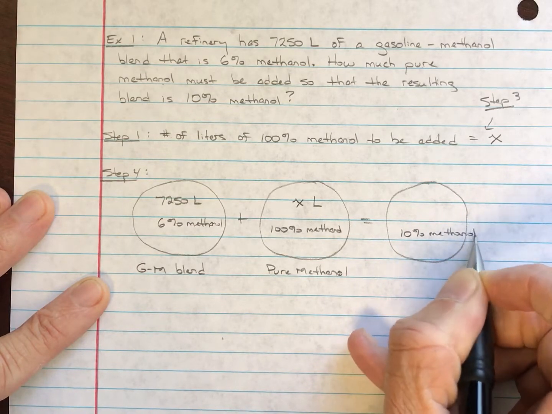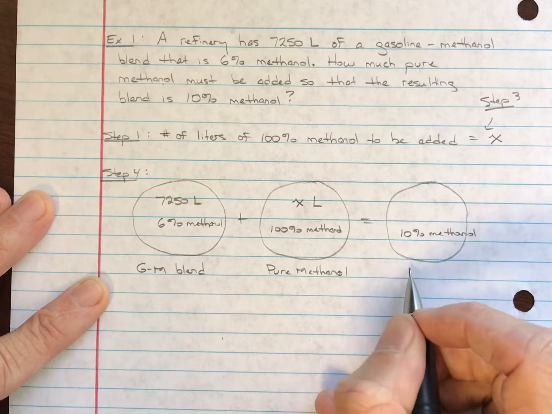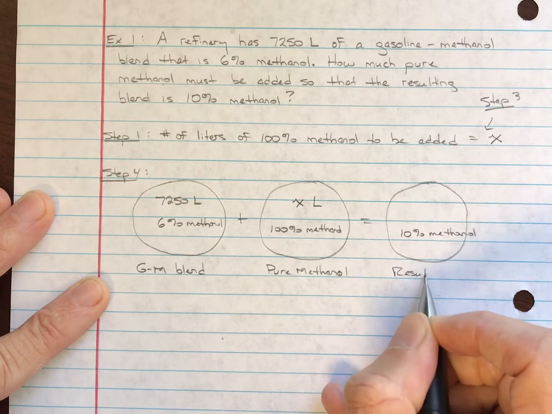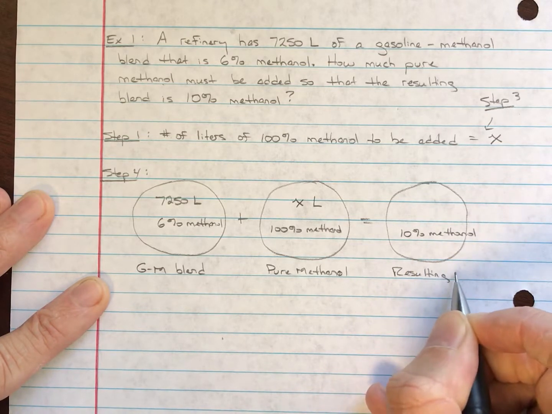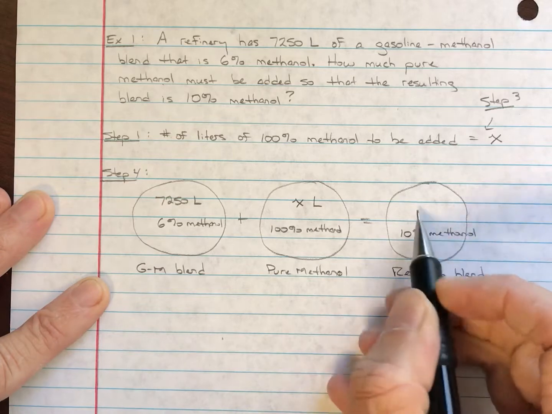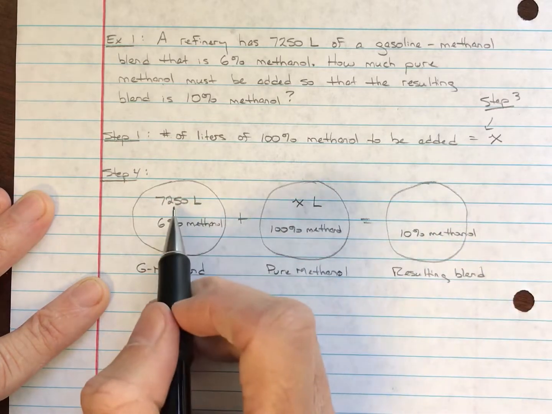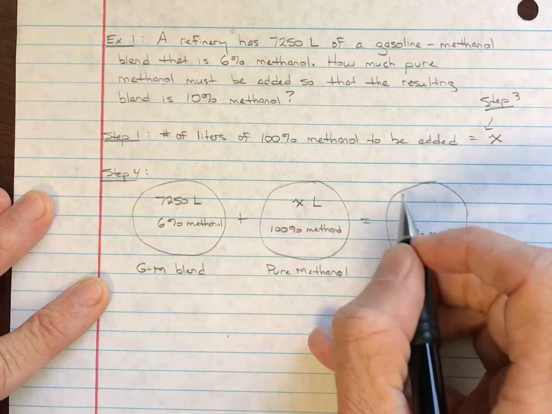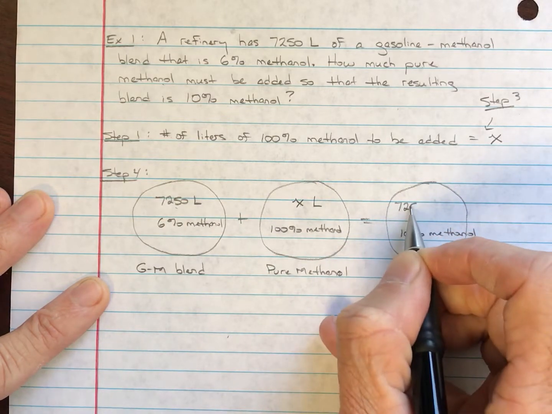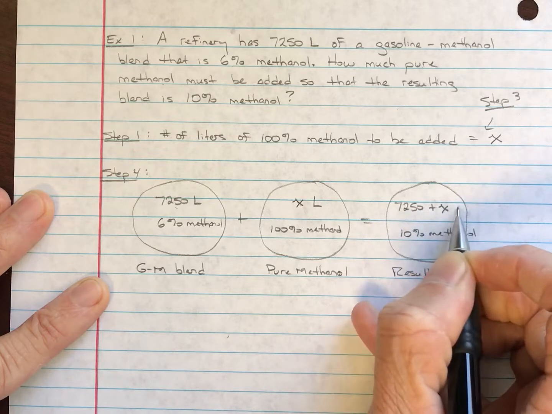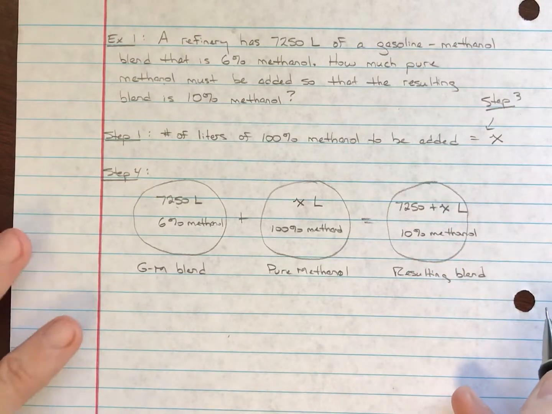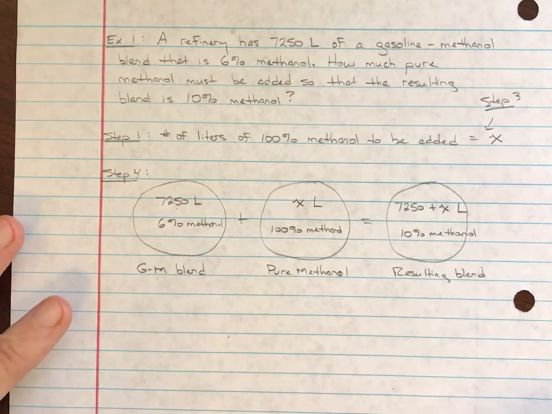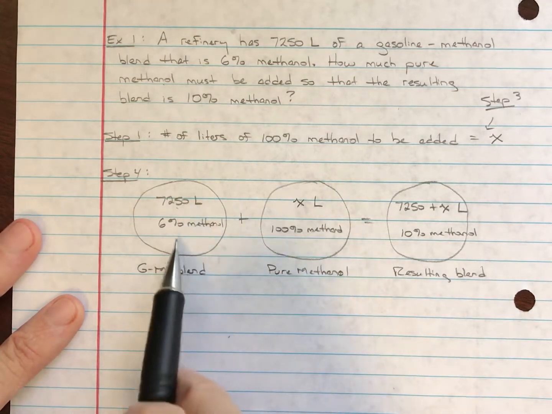I can't spell methanol today. And this, of course, is our resulting blend. Well, how much are we going to have? Well, if we start out with 7,250 liters and we add X liters to it, we have 7,250 plus X liters. Okay? So it just takes some filling in.